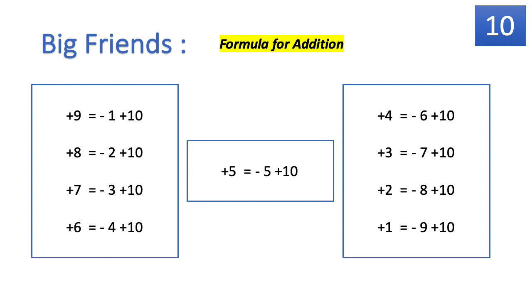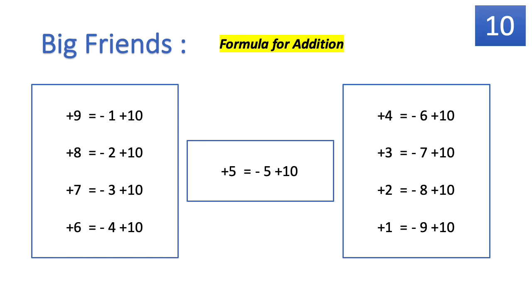Now I am going to explain about the formulas for addition using big friends. To add 9, subtract the friend of 9 and add 10. So how to add 9? Minus 1 plus 10. To add 8, minus 2 plus 10. To add 7, minus the friend, that is 3, and add 10. To add 6, minus 4 plus 10. To add 5, friend of 5 is 5, so minus 5 plus 10.